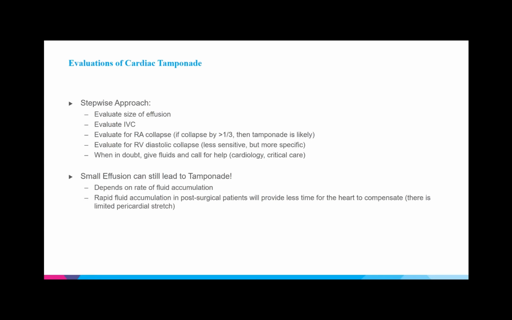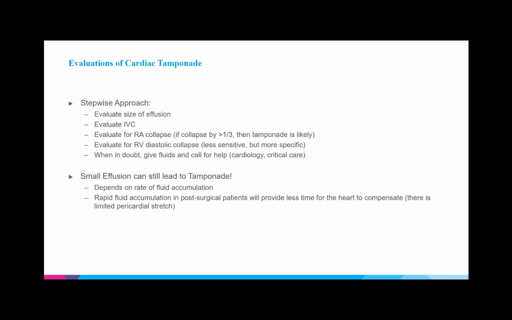So you can pay attention to the right atrium. If it collapsed by more than a third, then tamponade is likely. But the more specific finding would be right ventricular diastolic collapse. So when the right ventricle is supposed to be filling, is it collapsing inappropriately? And whenever you're in doubt, you think, okay, the patient has cardiac tamponade and you don't know what to do in the interim, obviously you can start by giving fluids and then call for help right away, whether it's cardiology, critical care, or rapid response.